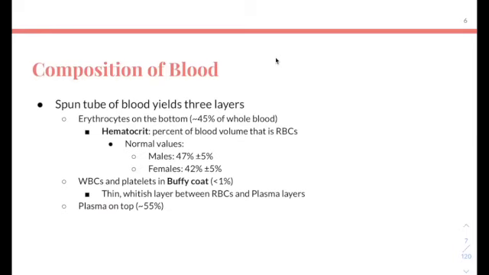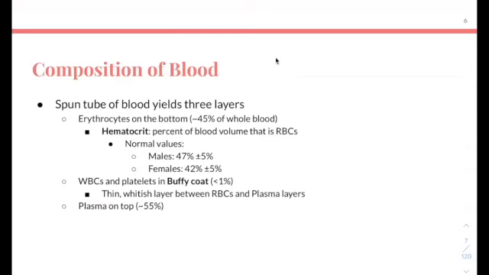We have hematocrit, which is the percentage of blood volume that is red blood cells. So in males, their hematocrit is about 47%, and plus or minus 5% is still considered normal. While females have 42% hematocrit, and it's still about plus or minus 5% on either side.